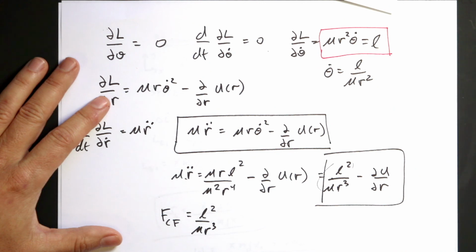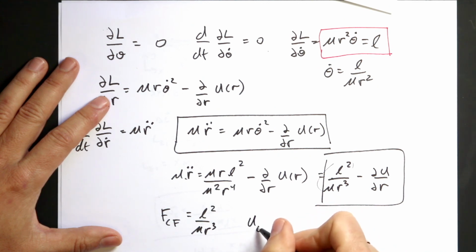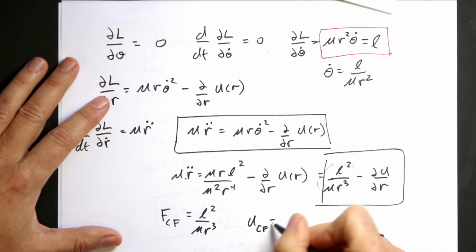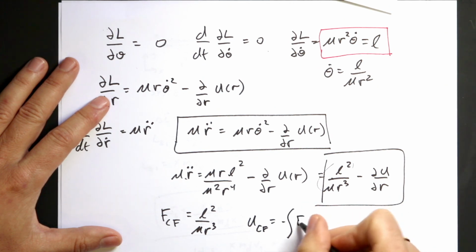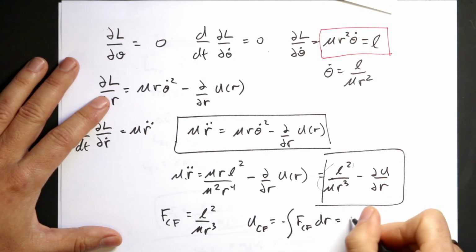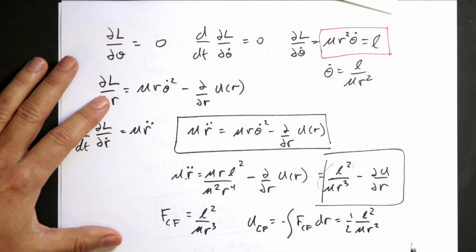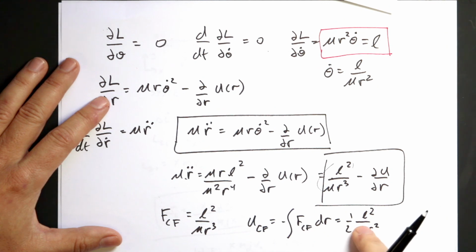How would I find an effective potential? I could say, well, if I can find the potential, the centrifugal potential, let's call it, it's going to be negative the integral of F_C dr. So if I integrate this with respect to dr, I get 1/2 L squared over mu r squared. And that's my rotational potential. So if I want to treat this as a particle in a well, which I'm going to do, then it has this potential plus the real potential. And that gives me the total effective potential.